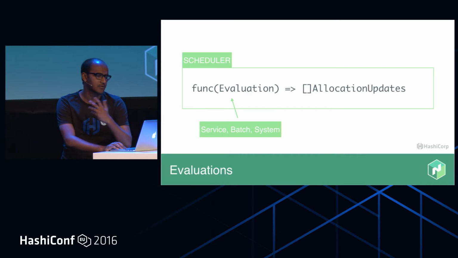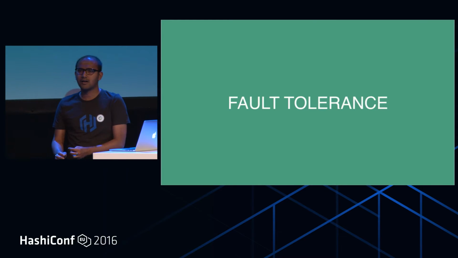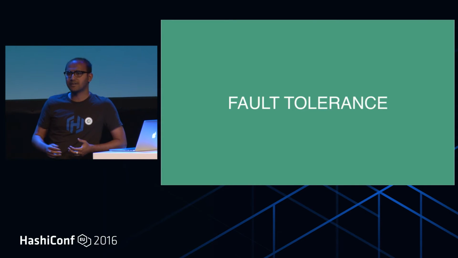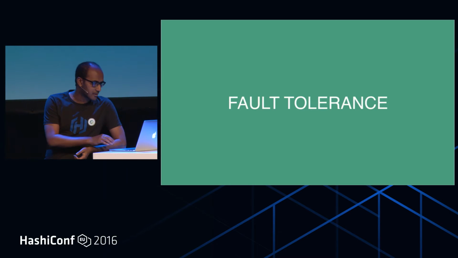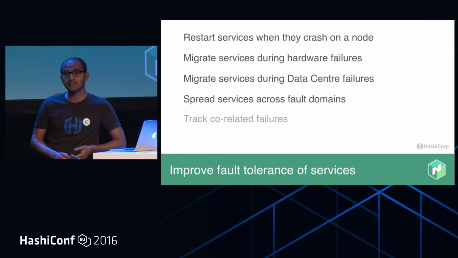I'll cover more about how scheduling works later. So let's talk about fault tolerance, right? Fault tolerance is the number one objective that people have in modern infrastructure. If you're running your application in service-oriented architectures, you are probably running hundreds of services which power your businesses.